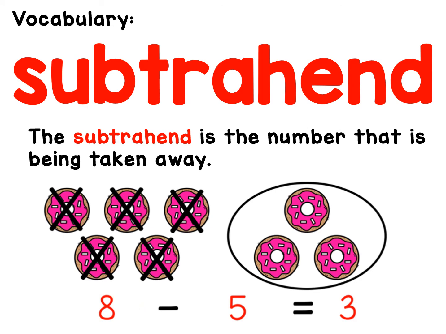The subtrahend is the number that's being taken away, however many we are putting an X on. And in 8 minus 5 equals 3, the subtrahend is 5 because we X'd out 5. We are taking them away. I'm sure they are eaten.